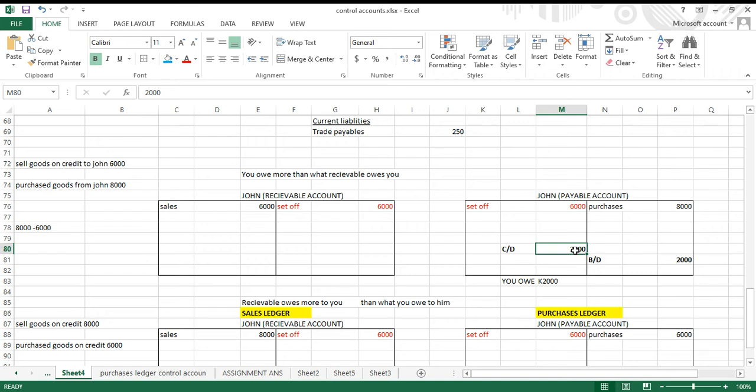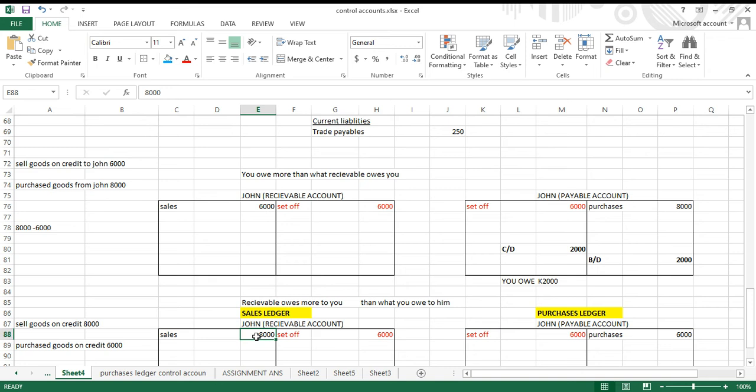But let's say a scenario where the receivable owes more to you than what you owe to them. So we're looking at the situation now in reverse. We sell goods on credit to John for 8,000. Remember the journal entry is we credit sales and we debit our receivable. So John is owing us 8,000.